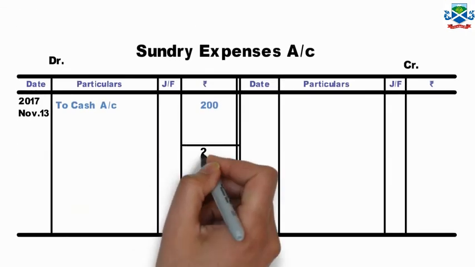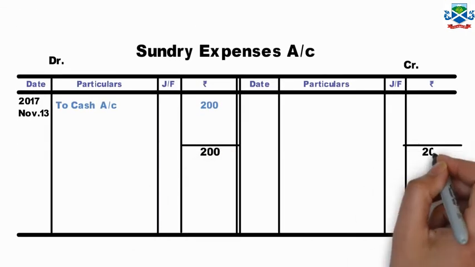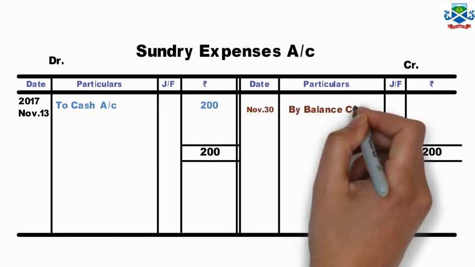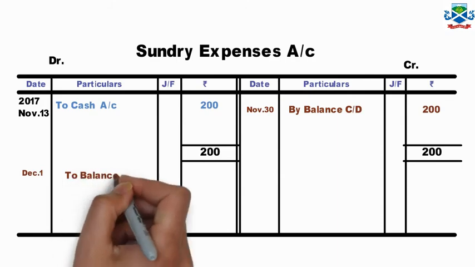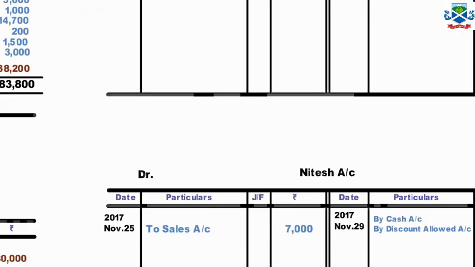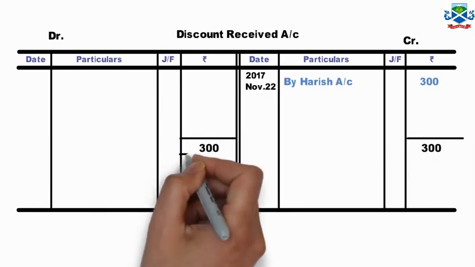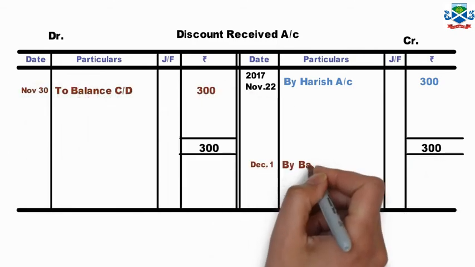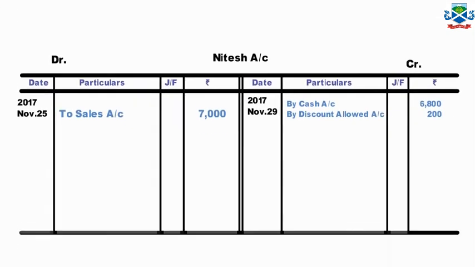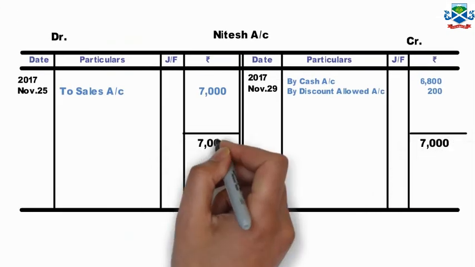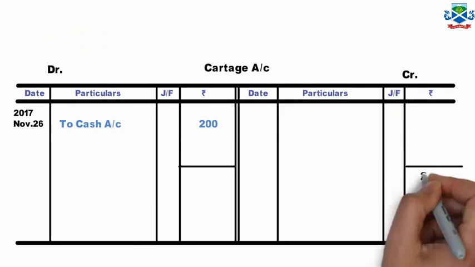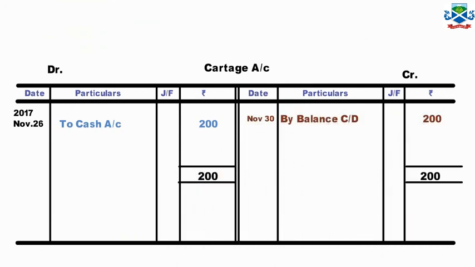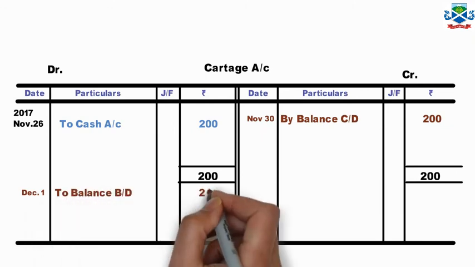Now same way sundry expenses 200 debit, we'll take this figure to the credit side, as nothing is there in the credit side, that's why we'll write balance CD 200 and debit side balance BD is 200. Discount received credit side is there 300, we'll take it to the debit side balance CD 300 and opposite side, means credit side, balance BD 300. Now Nitesh account both sides equal. Cartage account debit side 200, credit side nothing is there, balance CD is 200, opposite side debit side balance BD is 200.